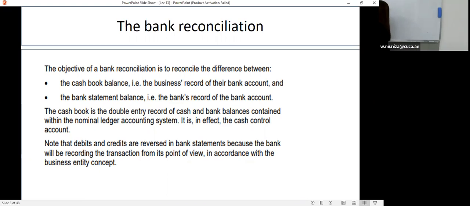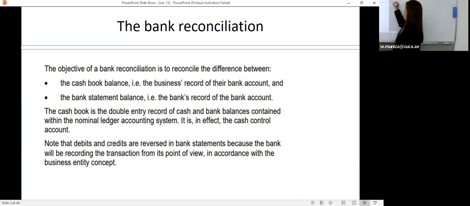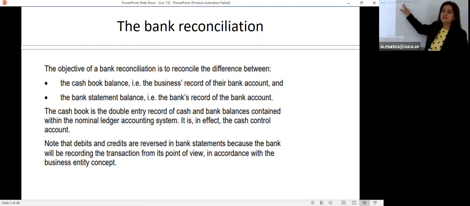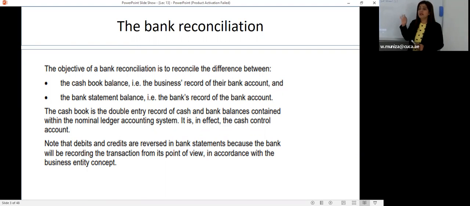Now, on the other hand, balance as per bank statement. If nothing is mentioned, you are going to consider it as a credit balance. If they are not mentioning anything with the balance as per bank statement, you are going to consider it automatically as the credit balance. If balance as per bank statement is credit, is it favorable or unfavorable? Favorable, because it's a mirror image view.